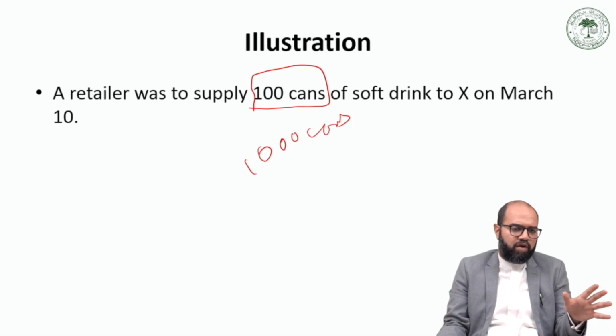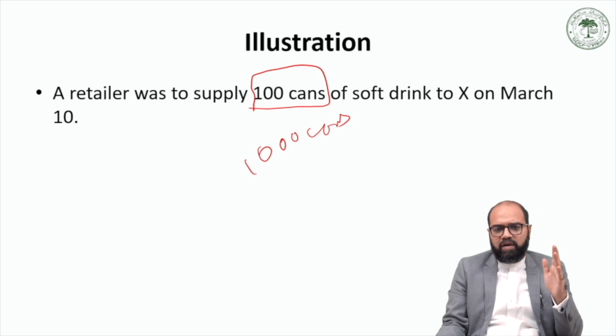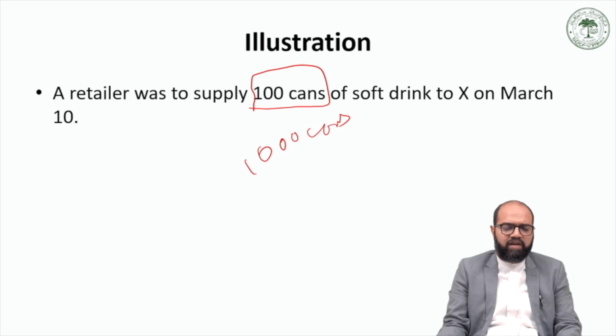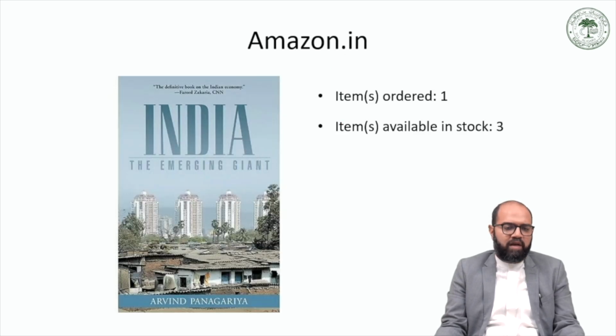So here the goods can be appropriated to the contract either by the seller with the assent of the buyer. So the buyer can give liberty to the seller to segregate the 100 cans from the 1000 cans, or the buyer can himself do it in the presence of the seller. So in this case, the appropriation can be done either by the buyer or the seller with the consent of the other party. Now let us take up an e-commerce transaction.